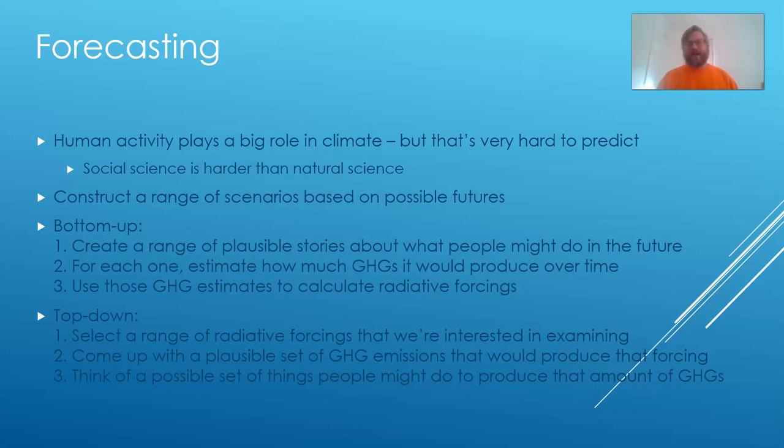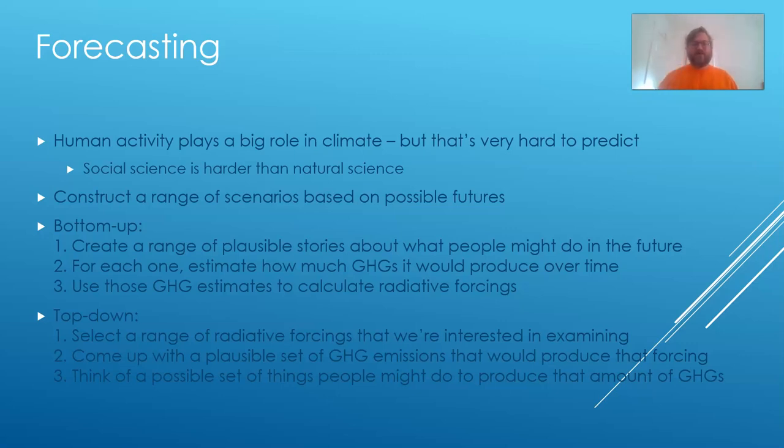So in order to forecast climate, we have to construct these scenarios about what people are going to do so that we can incorporate human activity into our model predictions. And there's two different ways that we can do this. They're called bottom up and top down.